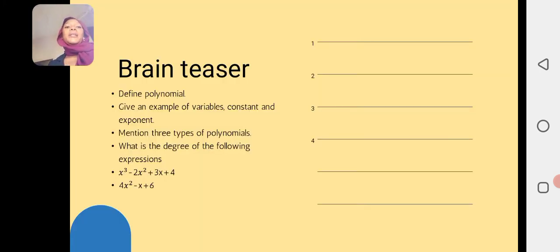Now you do this brain teaser to keep you busy. You know, mathematics requires constant practice. So I don't leave you to rest in my class. You have to do lots of activities and a lot of brain teasers.